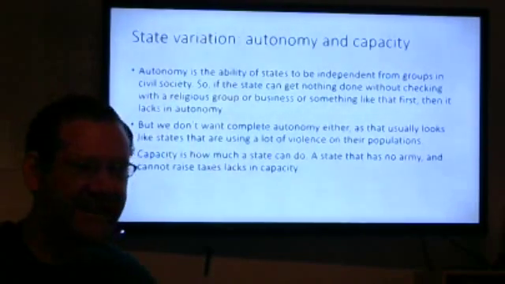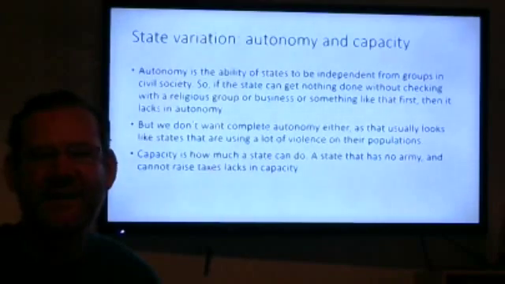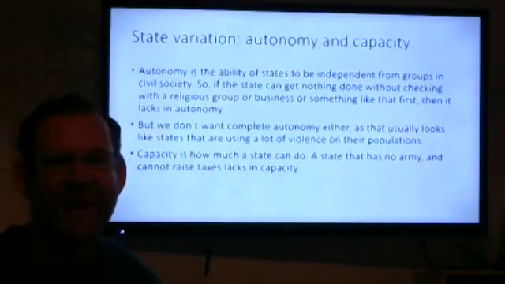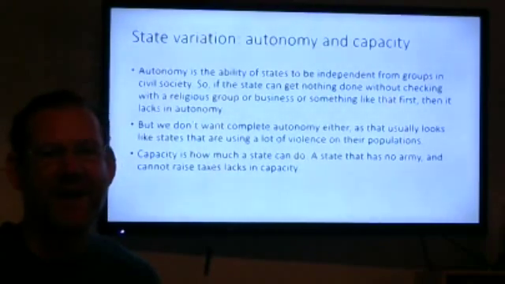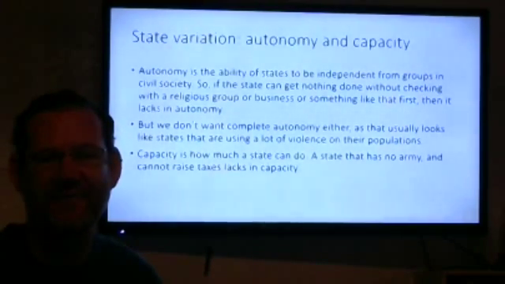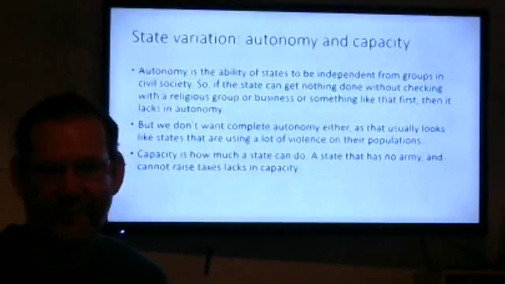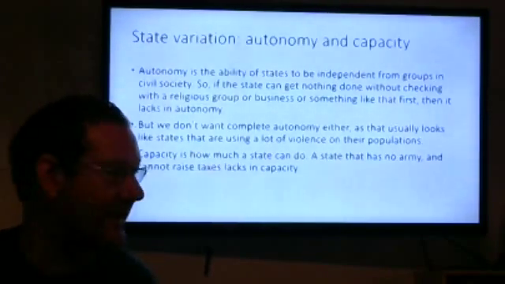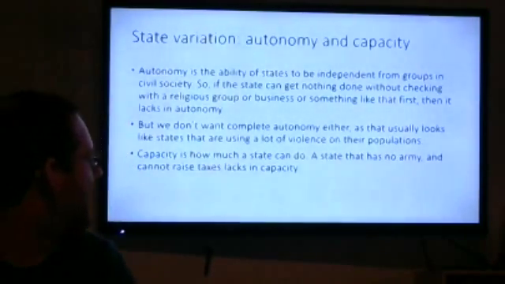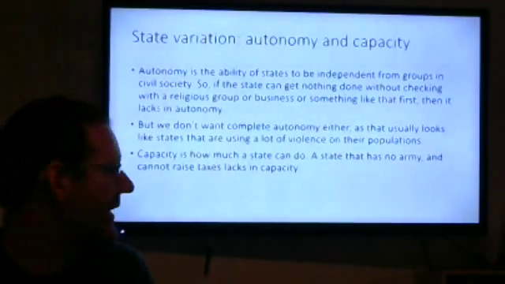The second factor here we want to be looking at is state capacity. And state capacity is very simply how much can your state get done, right? So one measurement of state capacity is how much money do you bring into your treasury every year, right? It's a very clear, direct sort of where the rubber hits the road. How many tanks do you have? Another measure of state capacity. A state that has no army and cannot raise taxes lacks in capacity, right?